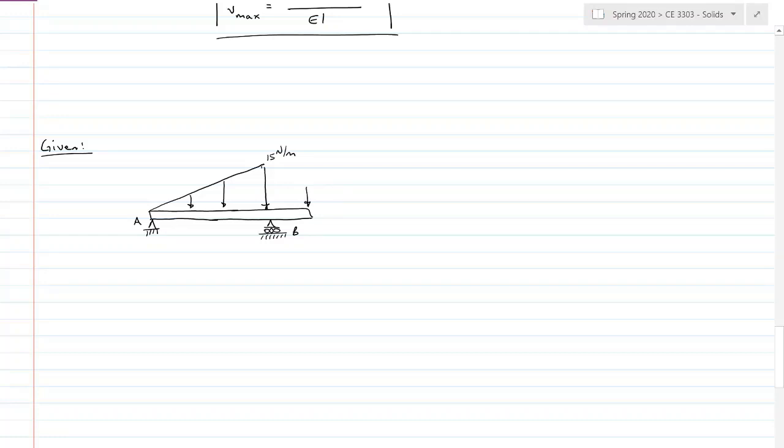Then I'm going to add a point load out here of 150 newtons. From A to B is 9 meters. From B to my point load is 4 meters. And I'm going to put my coordinates at x1 here from A and x2 from the far right. And I wish to find the equations for the elastic curve.